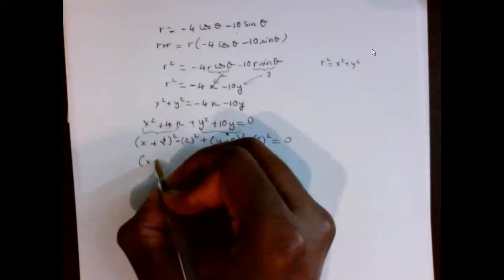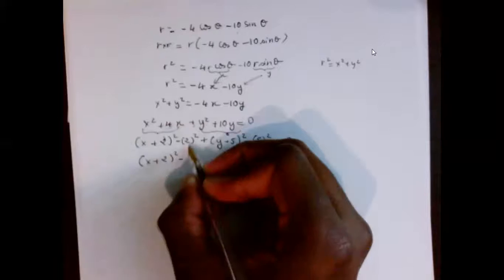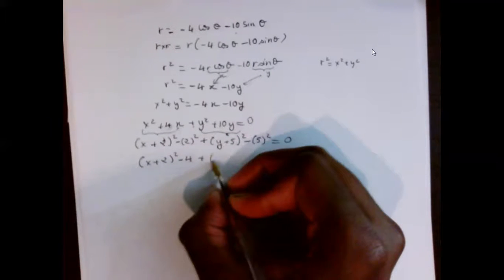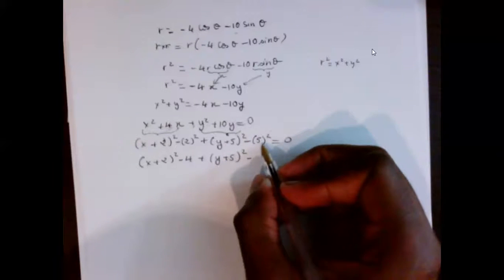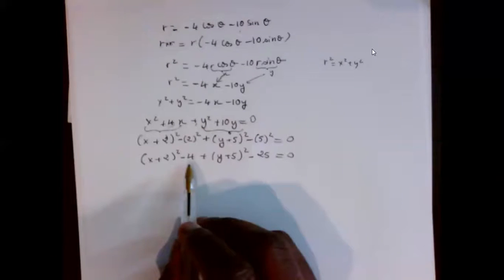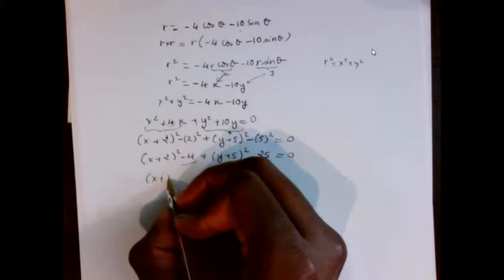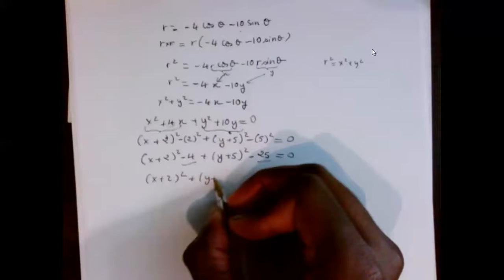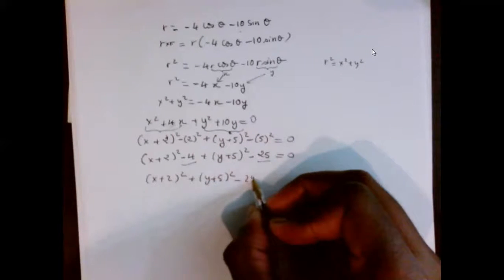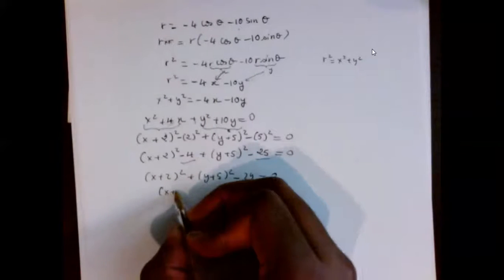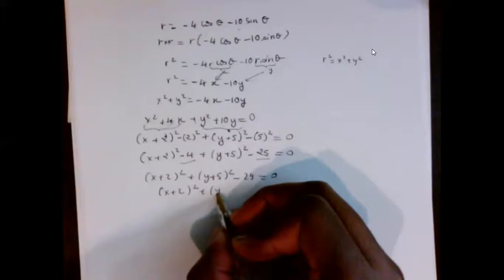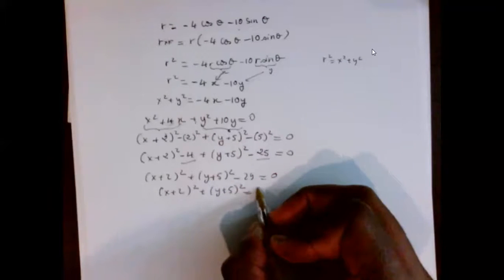So (x plus 2) squared minus 2 squared, which is 4, plus (y plus 5) squared minus 5 squared, which is 25, equals to 0. These are regular numbers, so I can add them up. I have (x plus 2) squared plus (y plus 5) squared minus 29 equal to 0. I can bring the 29 to the other side: (x plus 2) squared plus (y plus 5) squared equals 29.